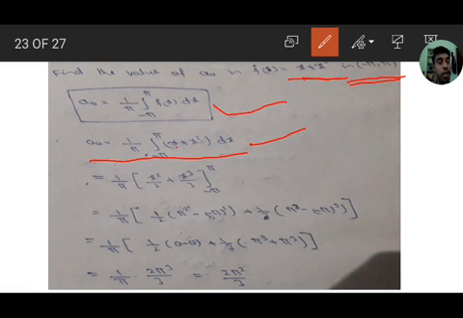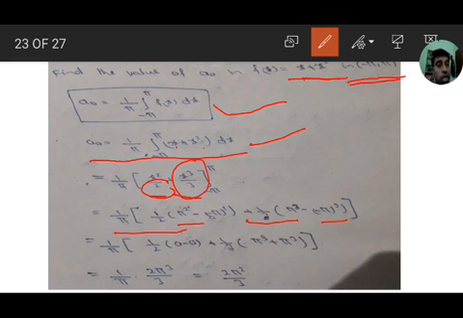Integration of x is x square by 2, and integration of x square is x cube by 3. So upper limit: 1 by pi, 1 by 2 outside, x square, so pi square minus pi square, and 1 by 3 outside in this term, pi cube minus of minus pi cube, lower limit. So minus pi whole square means plus pi square. Pi square minus pi square, we get 0.